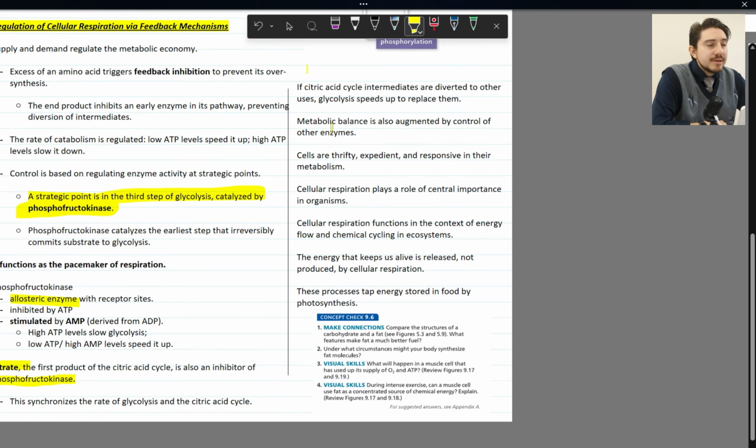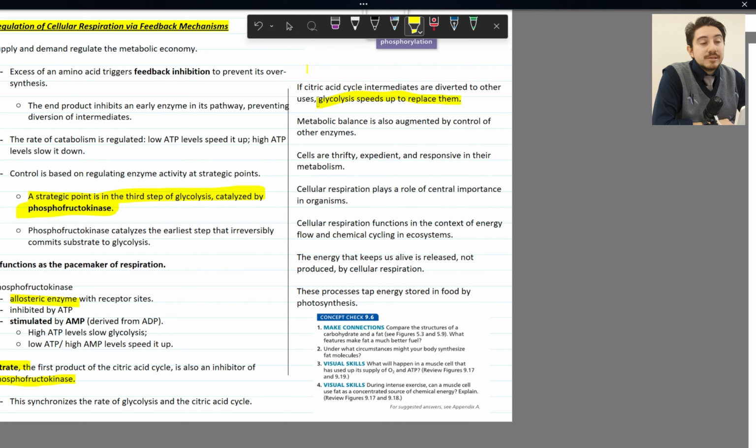So the last part here that I want to mention: if the citric acid cycle intermediates are diverted to other uses, again, glycolysis will speed up. What this means is essentially that if the intermediates, like I mentioned before, are being used to produce something else, glycolysis will speed up to replace them and to activate ATP production again. So there needs to be a balance always within the cell, and the cell is very effective at doing that.